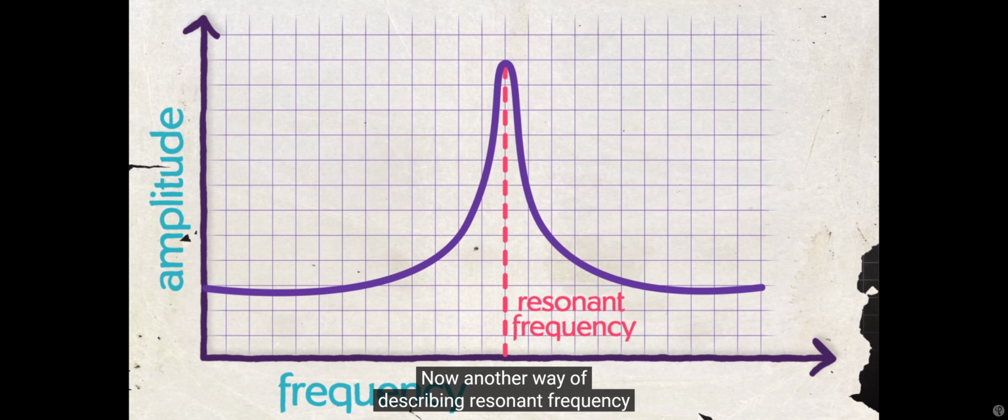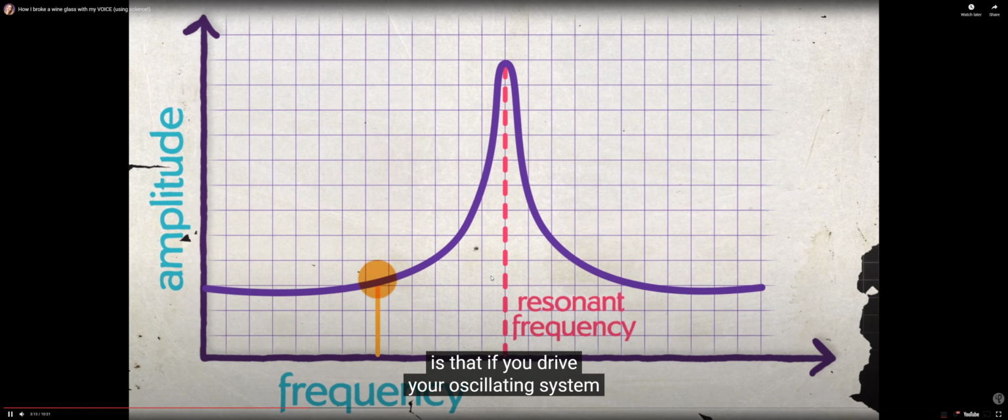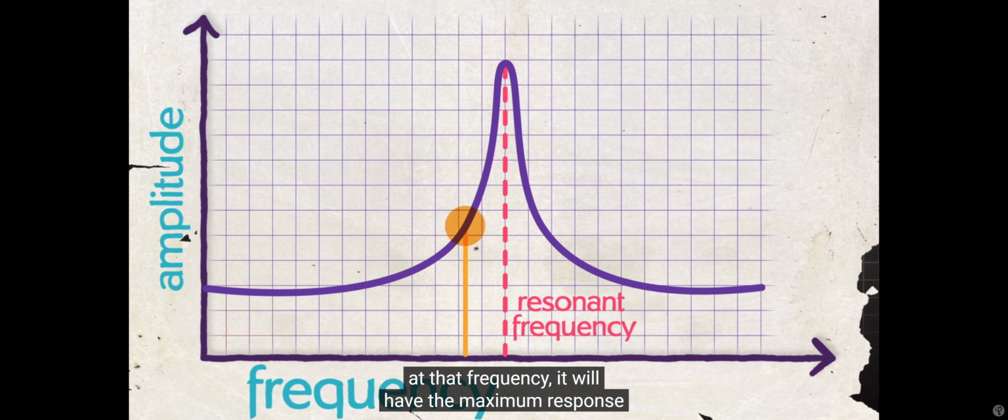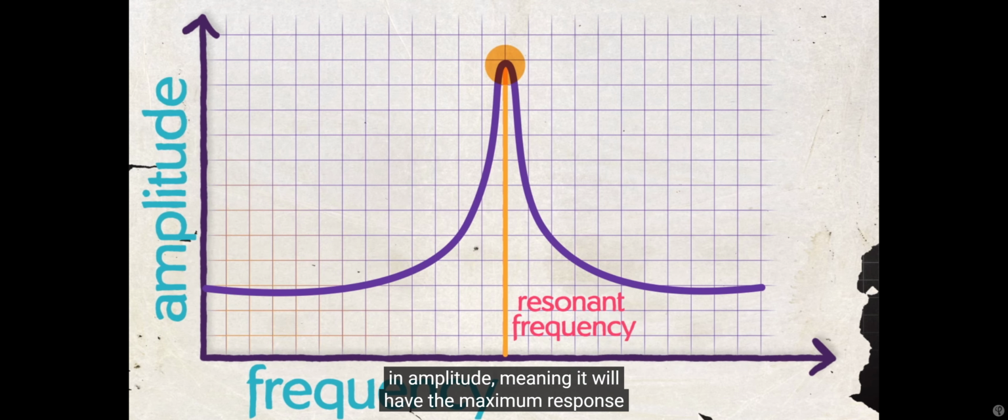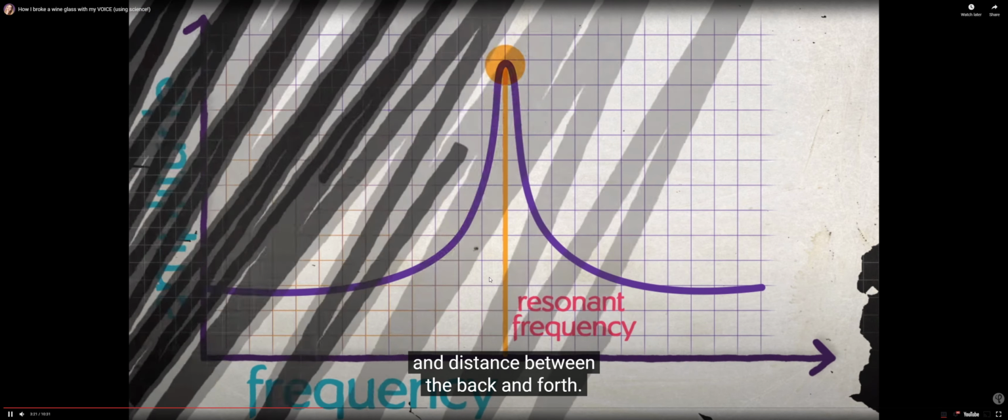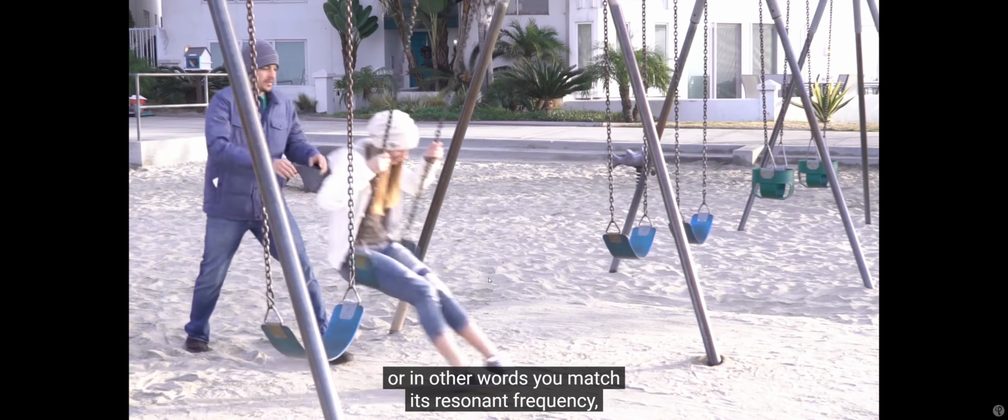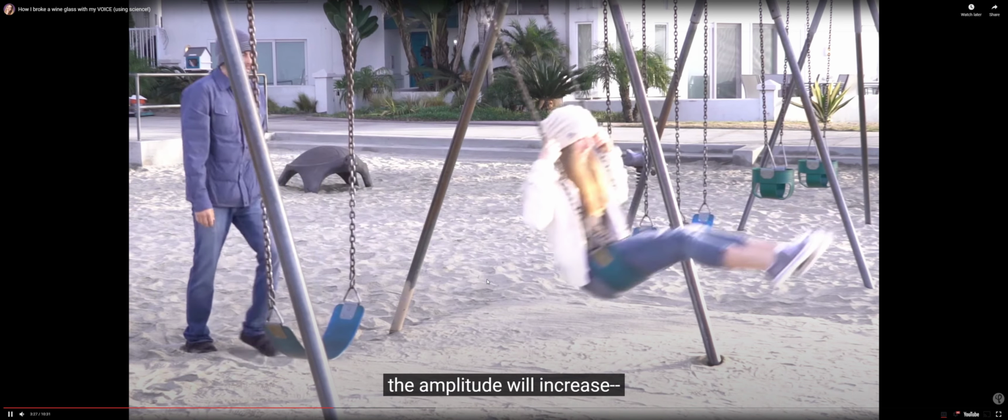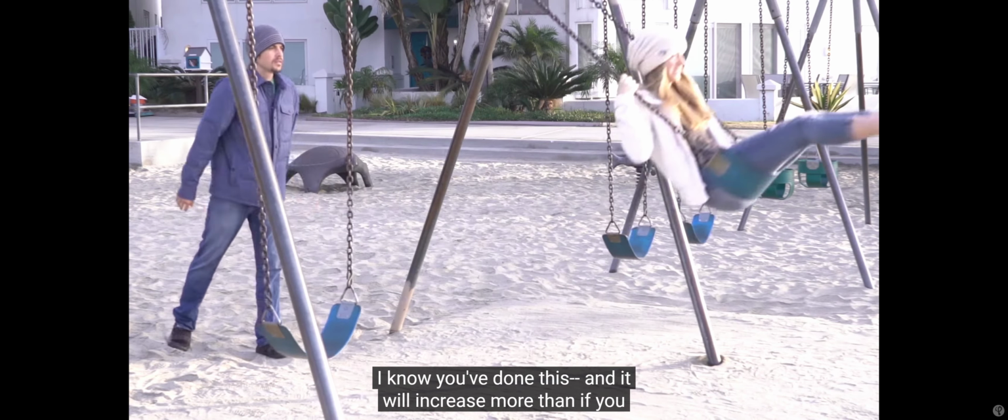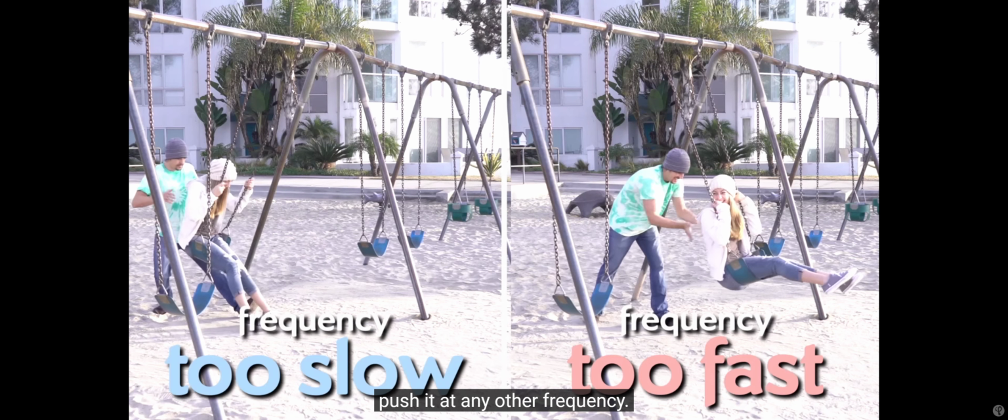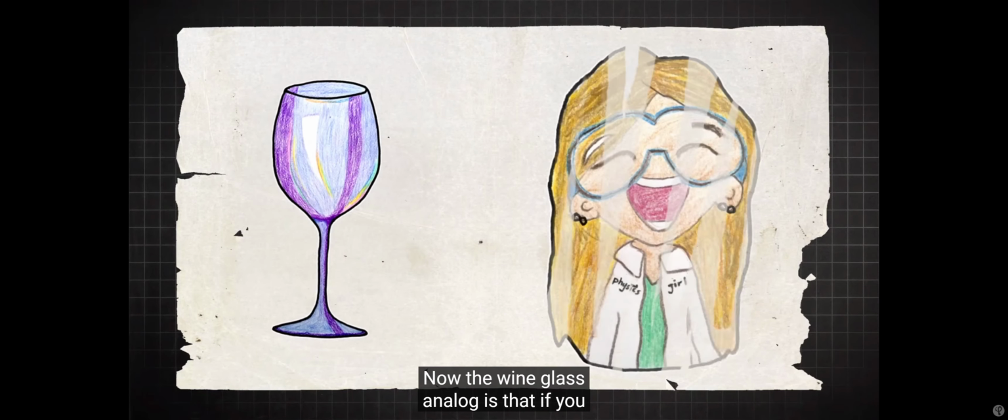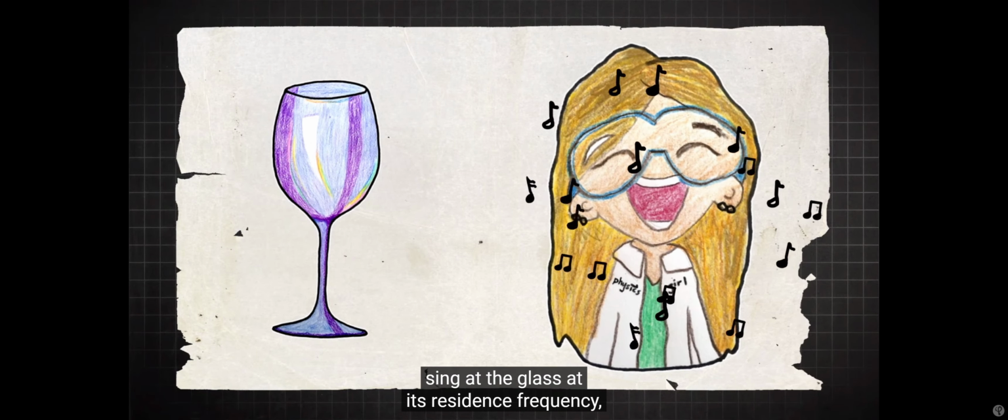Another way of describing resonant frequency is that if you drive your oscillating system at that frequency, it will have the maximum response in amplitude, meaning it'll have the maximum response in distance between the back and forth. So if you push the swing at just the right moment, or in other words, you match its resonant frequency, the amplitude will increase. I know you've done this, and it'll increase more than if you pushed it at any other frequency.